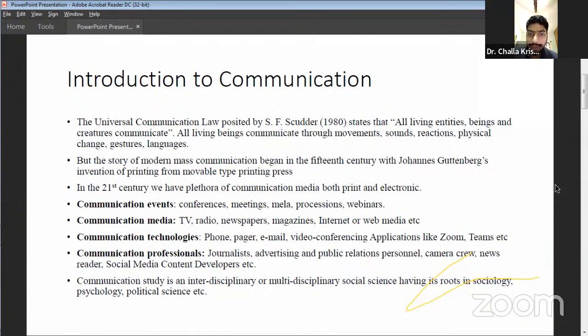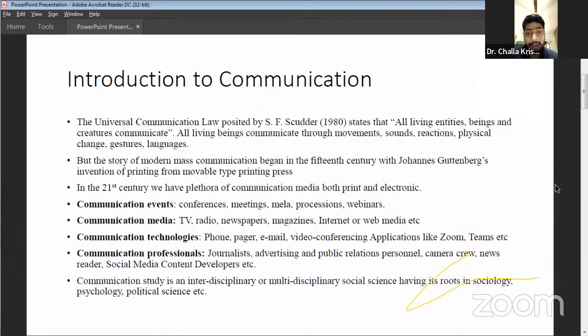Because of this post-COVID scenario, learning is now completely blended. You have offline and you have online, and both modes are mixed now. We have adopted it, and it's time for us to adapt ourselves. That is very important.